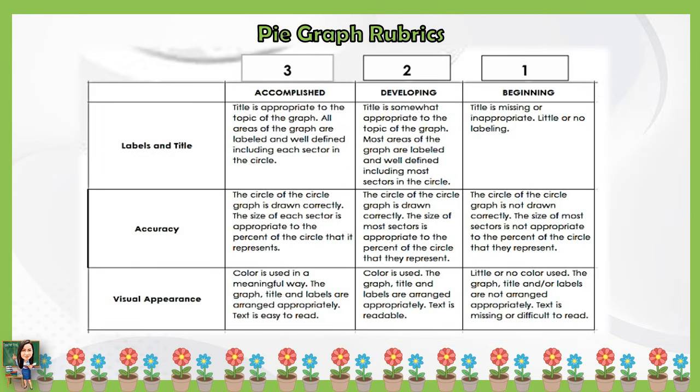And here is the pie graph rubrics. Labels and title, accuracy, visual appearance. If it is accomplished, 3 points. For developing, 2 points. And for beginning, 1 point.